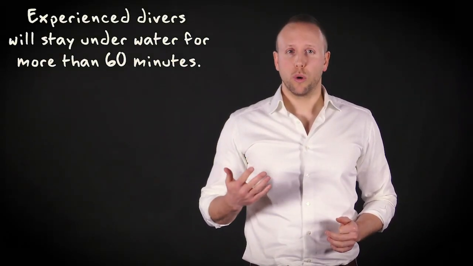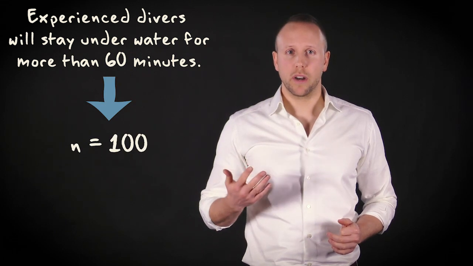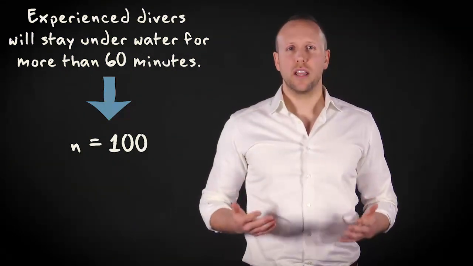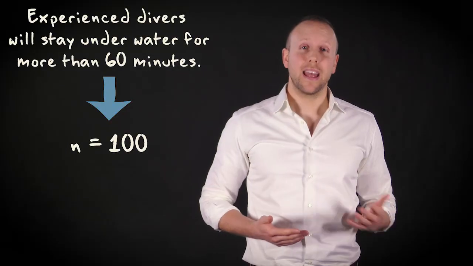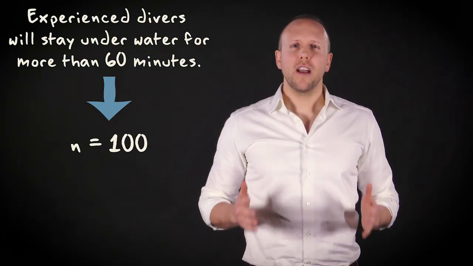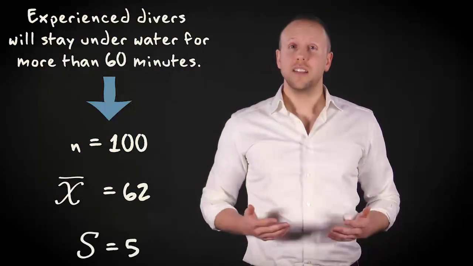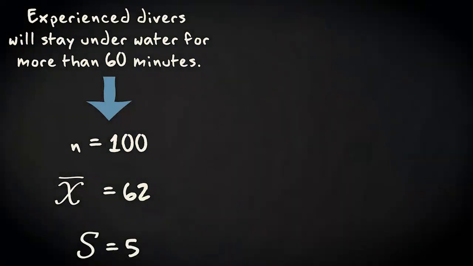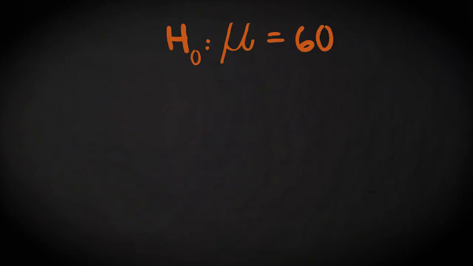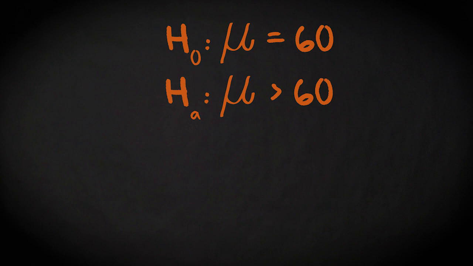Suppose you also approached 100 experienced American scuba divers and measured how long they could stay underwater with an average tank at an average depth. You find that the mean time these divers spend underwater is 62 minutes. The standard deviation is 5 minutes. You expect that the divers will stay underwater for more than 60 minutes. That leads to the following null hypothesis. Mu equals 60. The alternative hypothesis is mu is larger than 60.